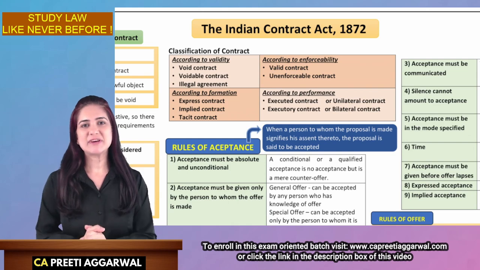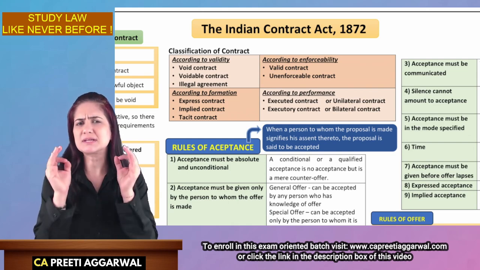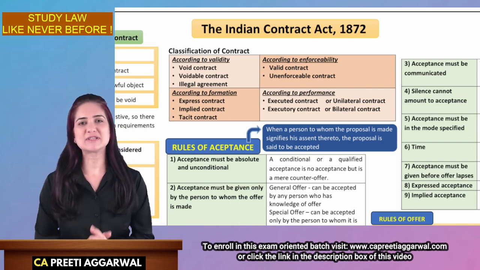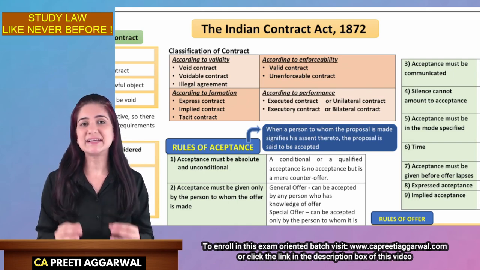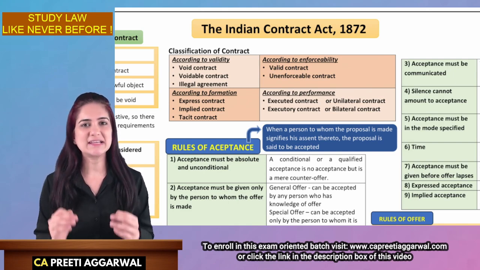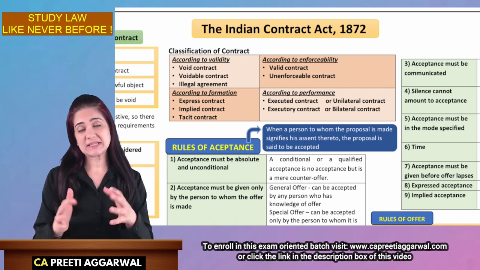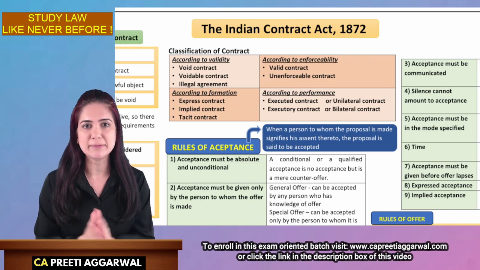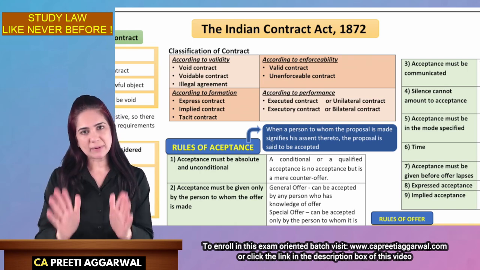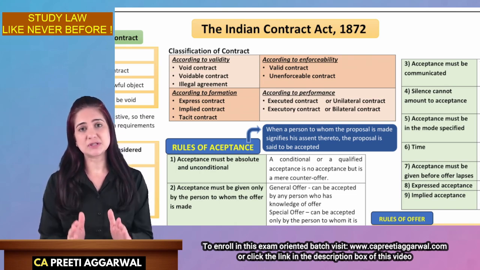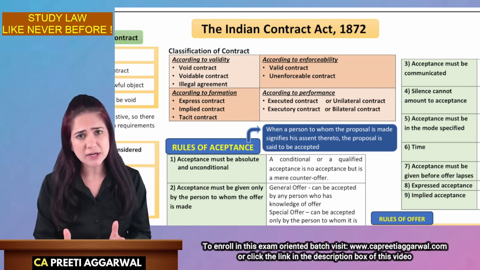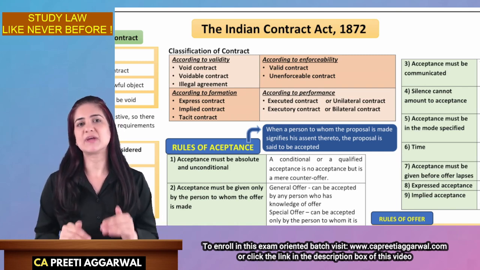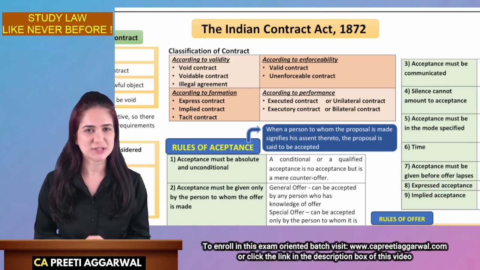In today's session, we are going to begin the most important chapter of your syllabus, that is the Indian Contract Act 1872. This carries a weightage of somewhere close to 30 marks. So your paper will comprise case-based questions and theory questions, mostly from the Indian Contract Act 1872.